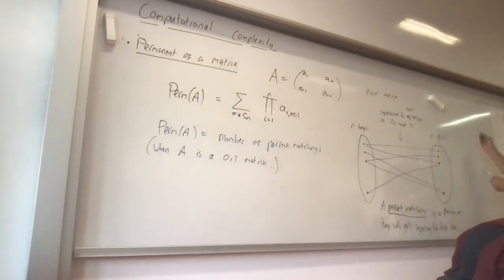So again, it is an open question whether the permanent of A can be computed efficiently. But again, it's conjectured that it can't be. Okay, and all these open questions.